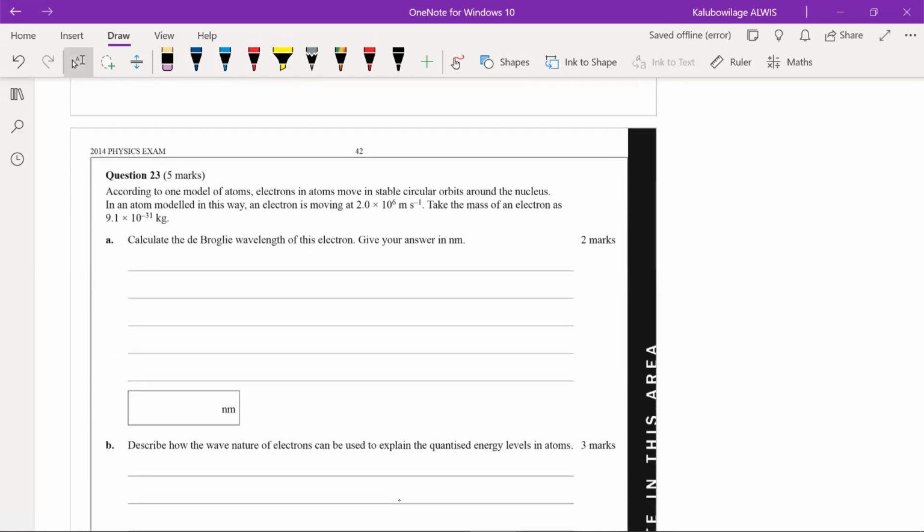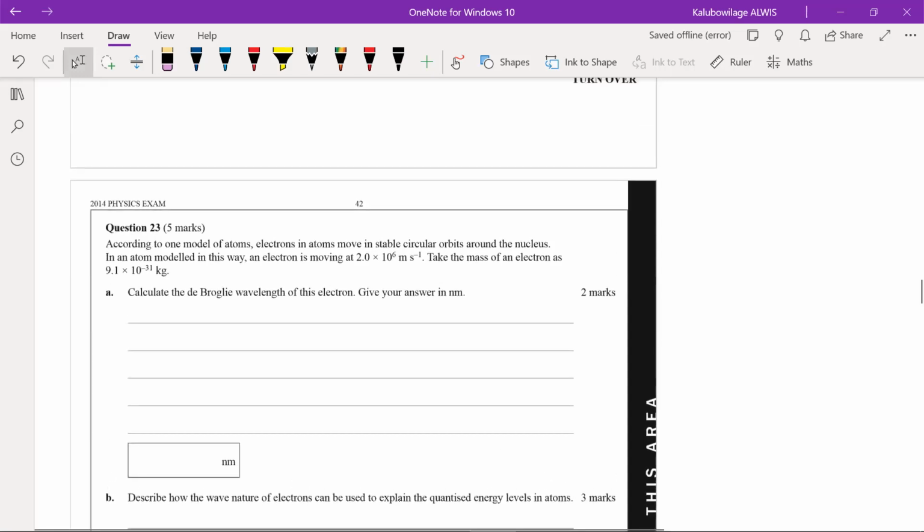According to one model of atoms, electrons in atoms move in stable circular orbits. An electron is moving at 2 times 10 to the power 6. Take the mass and find the de Broglie wavelength. The de Broglie wavelength equals h over momentum, which is 6.63 times 10 to the power minus 34.